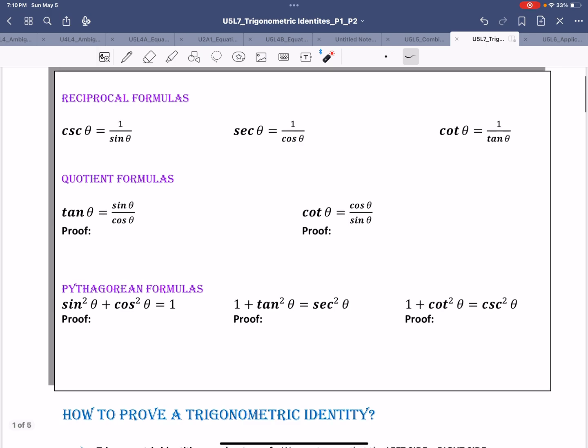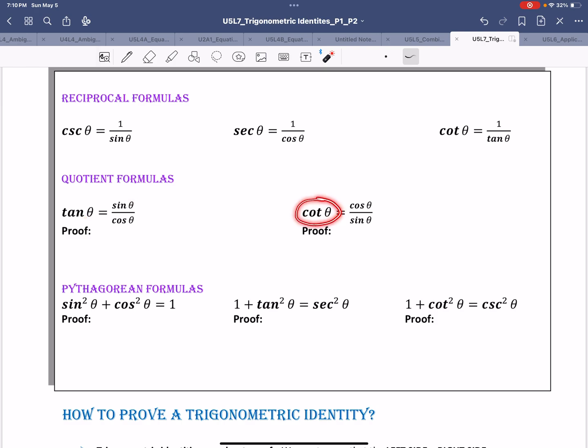Quotient formulas are the formulas for the tan and cotan ratio. So tan theta, as you know, is y over x, and tan theta is equal to sine over cosine, because if you divide both numerator and denominator by r, which is the hypotenuse for an angle on the Cartesian plane, then you see that we have created the sine and the cosine ratios in here. That's why we say that tan is sine over cos.